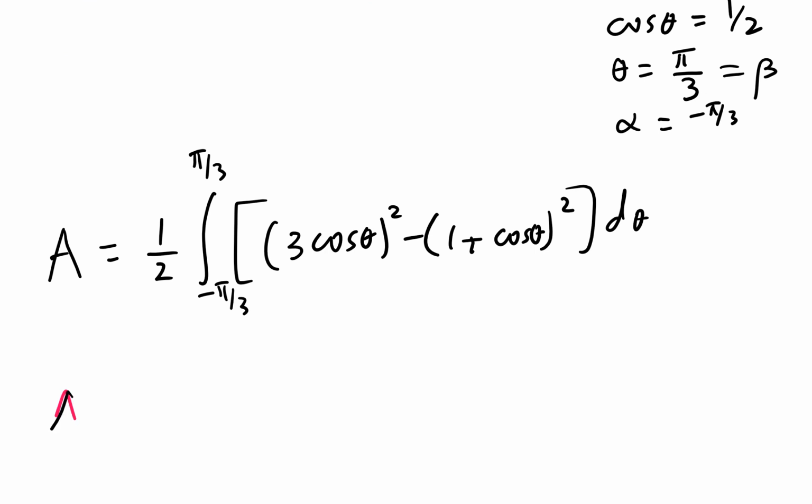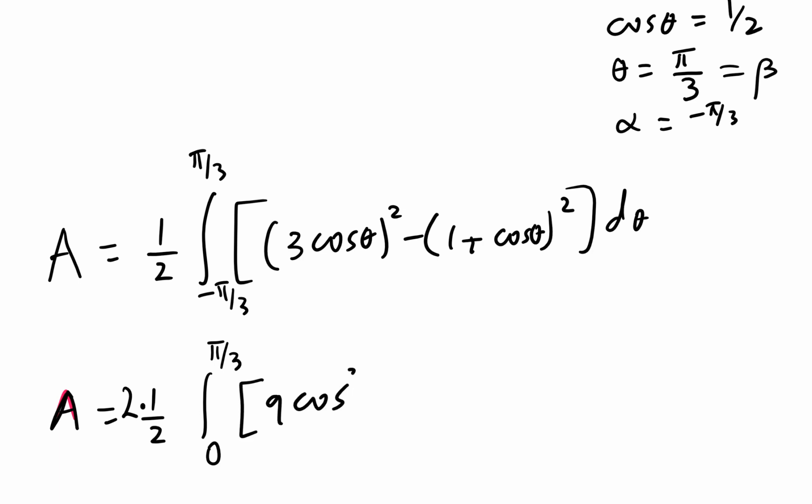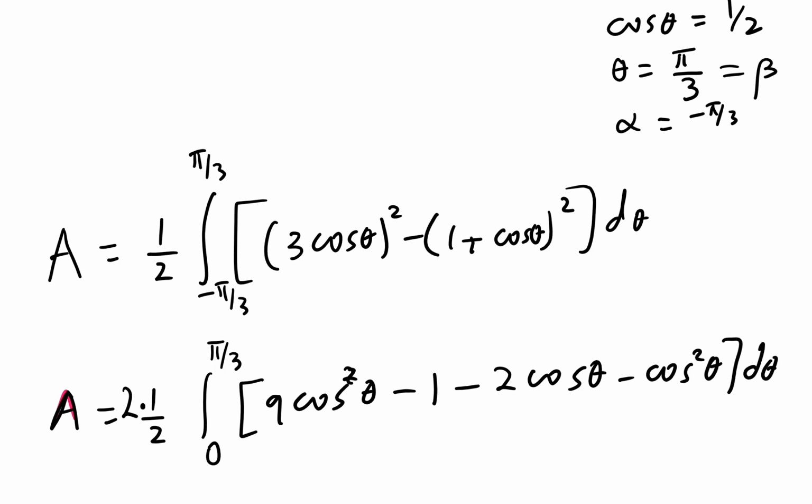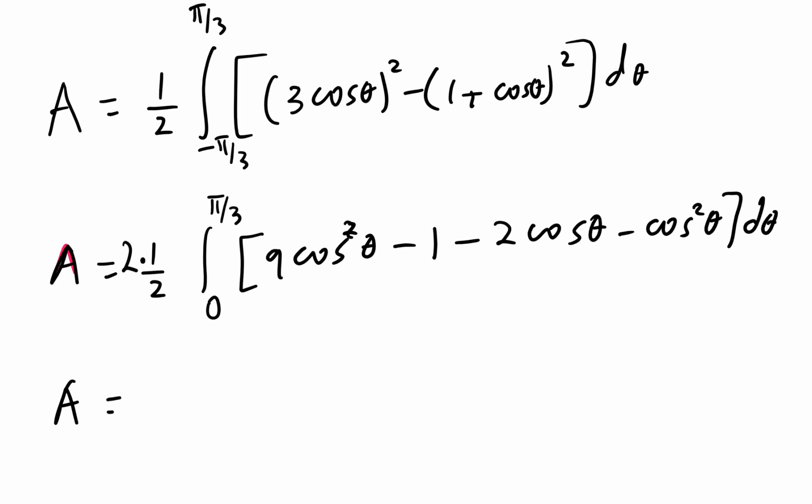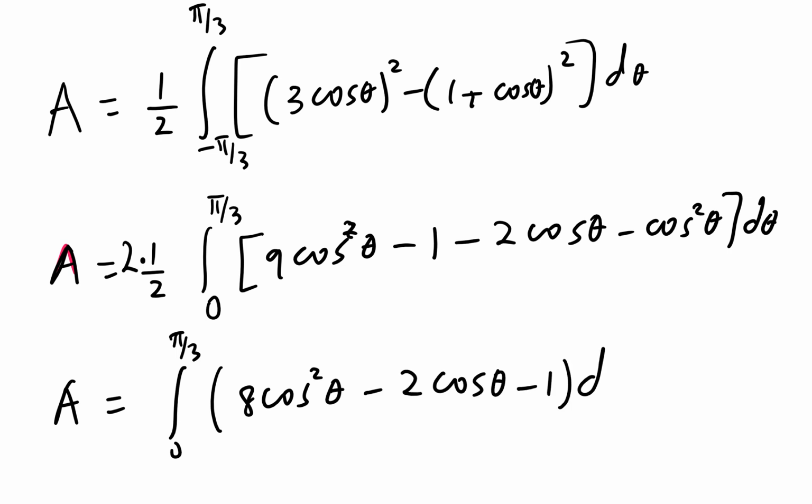So the area becomes 1/2 from negative pi over 3 to pi over 3. One thing you can do by symmetry is go from 0 to pi over 3 and double that. It's easier to substitute 0 rather than negative pi over 3. Here you get 9 cosine squared theta minus 1 minus 2 cosine theta minus cosine squared theta, d theta. So the area is the integral from 0 to pi over 3 of 8 cosine squared theta minus 2 cosine theta minus 1 d theta.